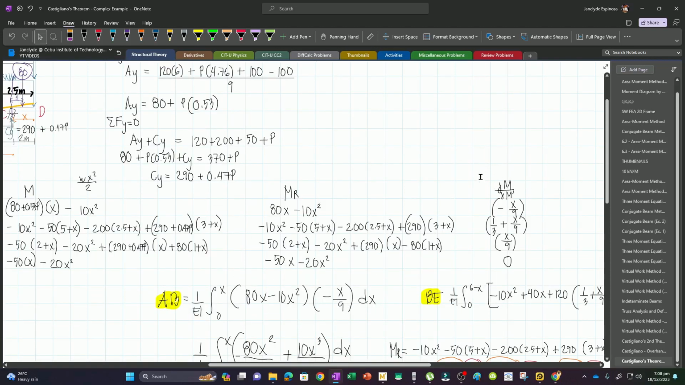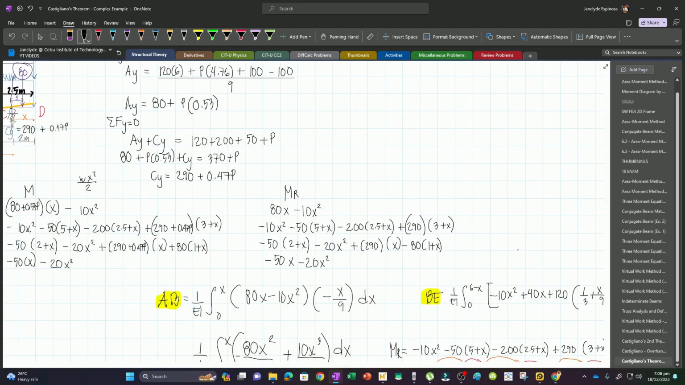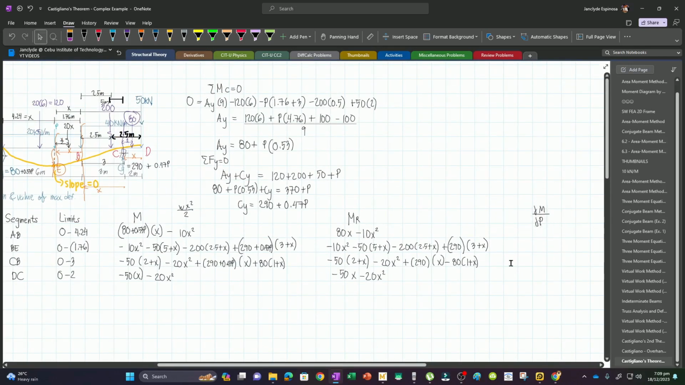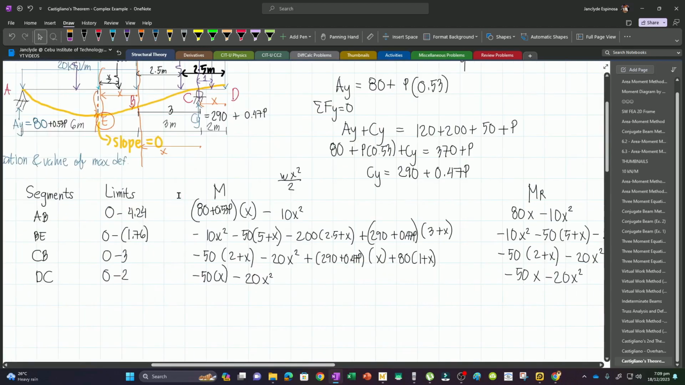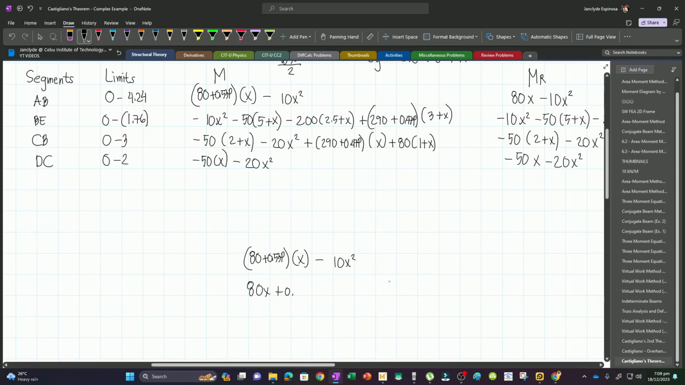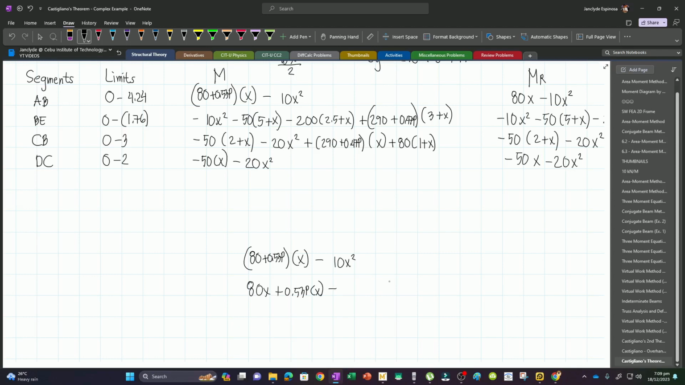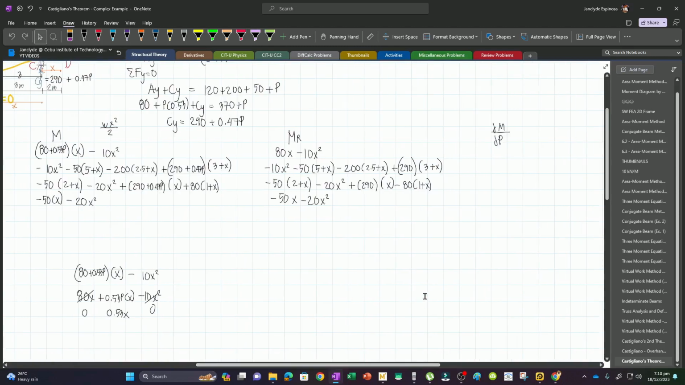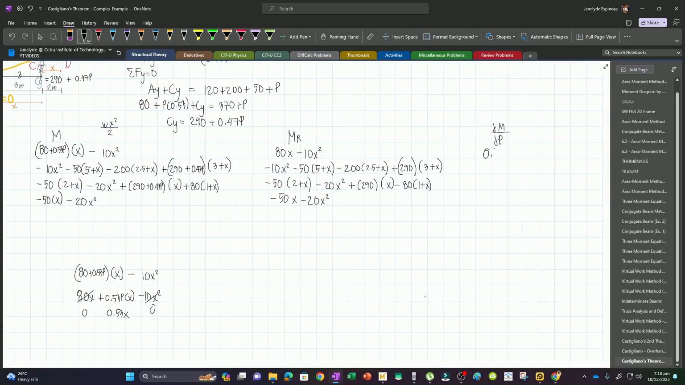However, what will change is the partial derivative, because we will need dM over dP. Now I'll just move this one and let's try to solve for dM over dP. So for the first moment equation, we have this function. If we expand this, it becomes 80x plus 0.53P multiplied by x, and then minus 10x squared. So differentiating this one, considering P as our variable, this will be 0, this will be 0, and then differentiating this one, we have 0.53x since this is our coefficient of P, and differentiating P gives 1. So dM over dP for the first segment will be 0.53 times x.